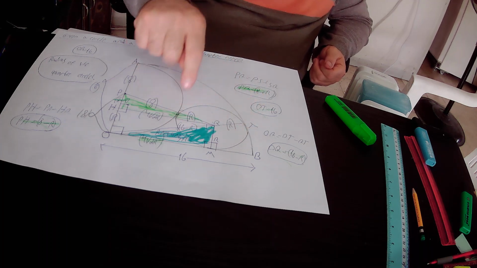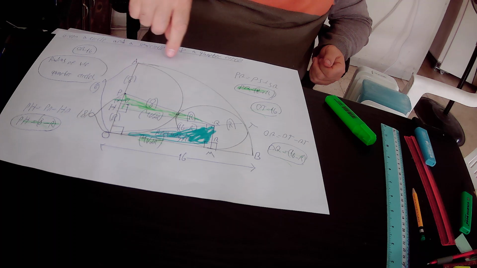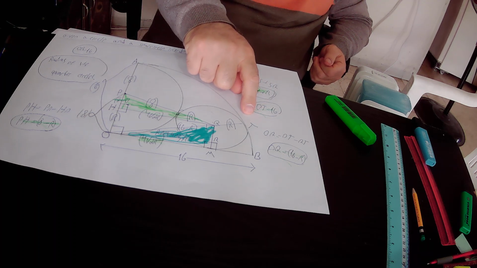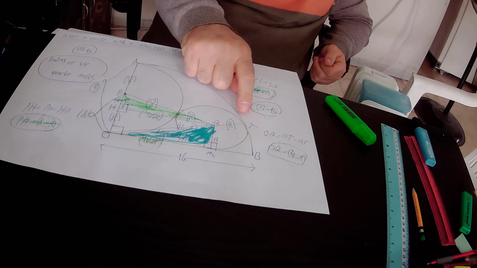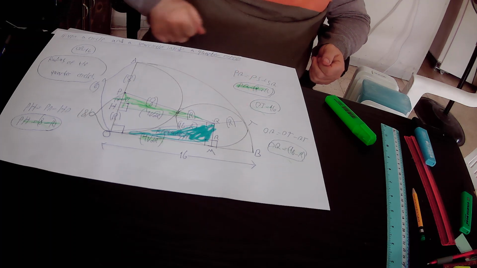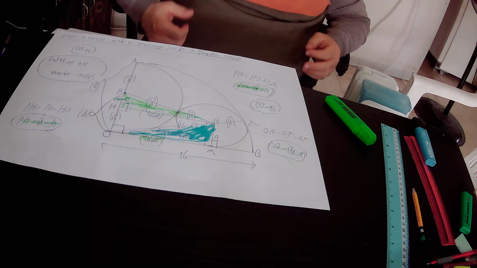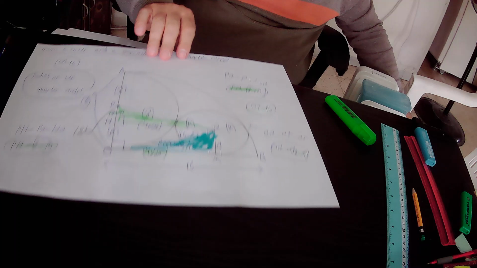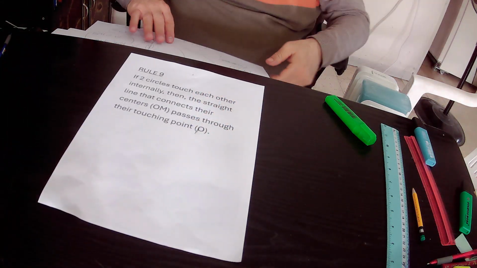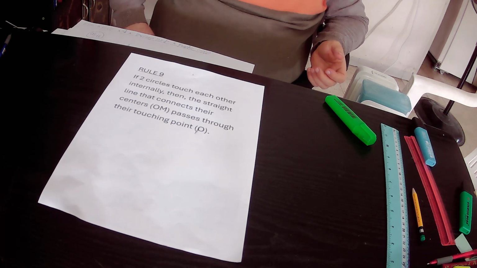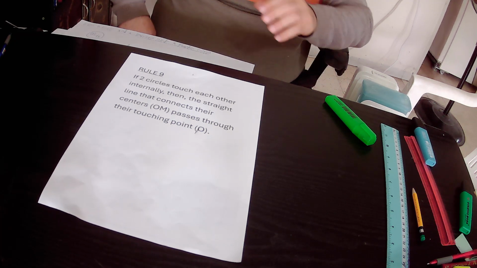This small circle touches the big quarter circle at this point T. That is to say, those two circles touch internally at point T. And whenever we have two circles that touch each other internally, we can implement rule 9. I'll repeat quickly rule 9. According to rule 9, if two circles touch each other internally, then the straight line that connects their centers passes through their touching point.